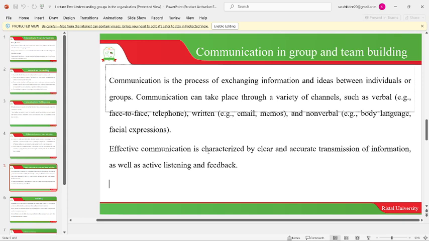If you want your communication to be effective, you have to be clear and accurate in transmission of information. You have to practice active listening and give feedback. When someone is talking to you, you have to be actively listening, and afterwards you give out the feedback.